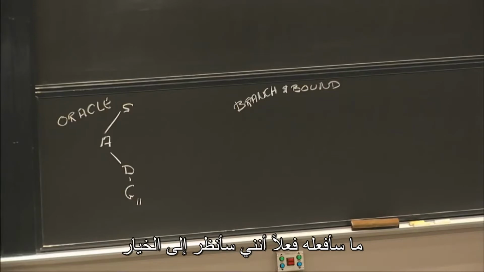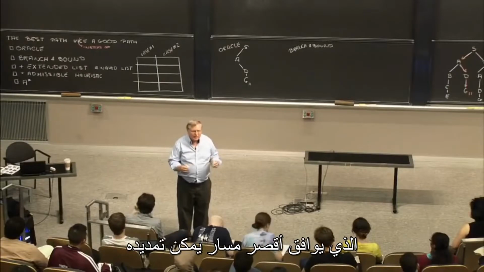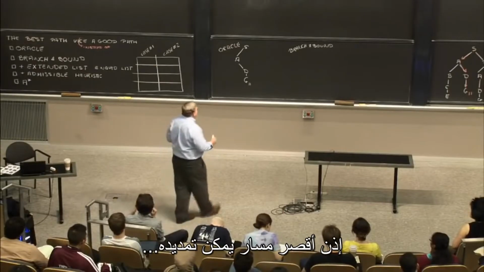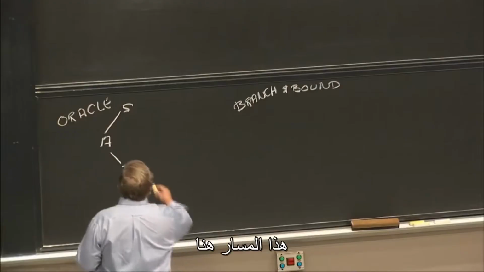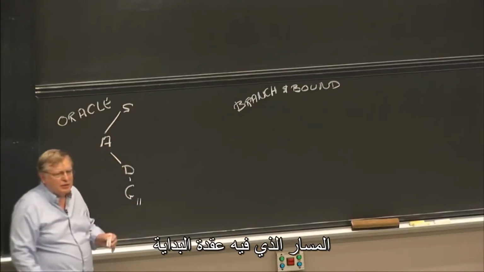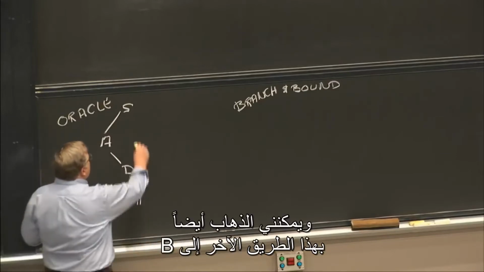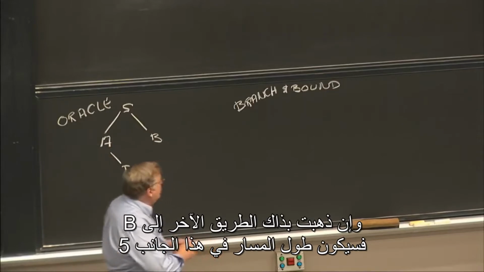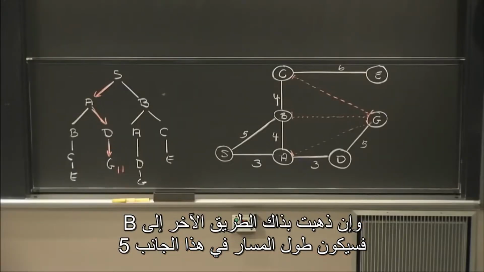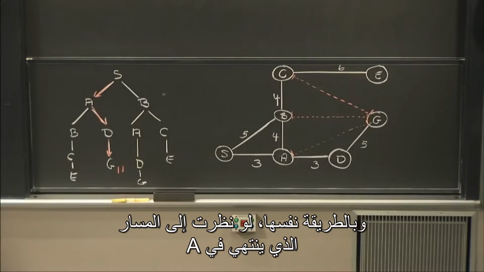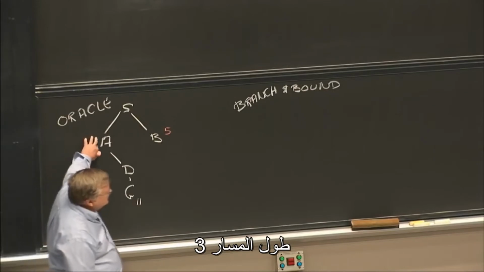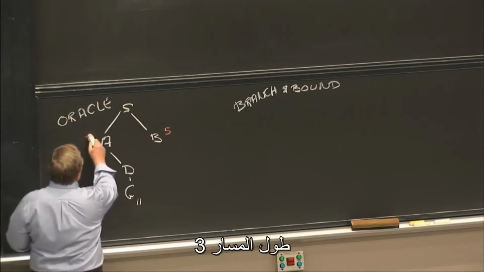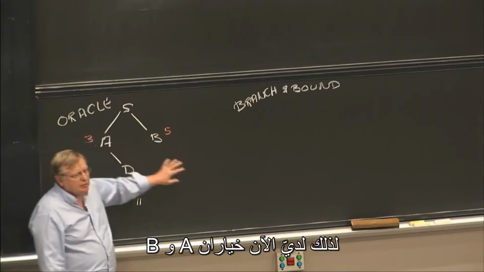What I'm going to do is always look at the choice that corresponds to the shortest path that can be extended. So the shortest path that can be extended is this one right here, the one that just has the starting node in it. And I could have gone this other way to B. And if I go that other way to B, then the path length along that side is 5. And likewise, if I look at the path that terminates in A, that has a path length of 3. So now I've got two choices, A and B.